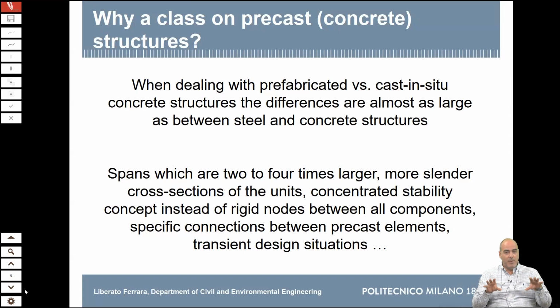It's the same thing as why we have a class on concrete structures and on steel structures. Because it's not only the material that behaves differently, but the design is governed by different principles. For example, generally speaking, when we design a cast-in-place reinforced concrete structure, we can rest assured that if we detail well the reinforcement, the connection, and so on, the structure is monolithic because we cast it together. In steel structures, this is not so. We have joints, we have connections.